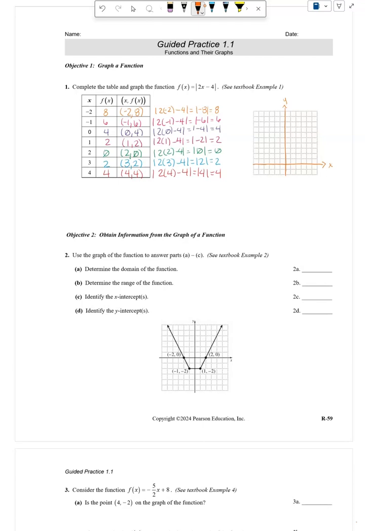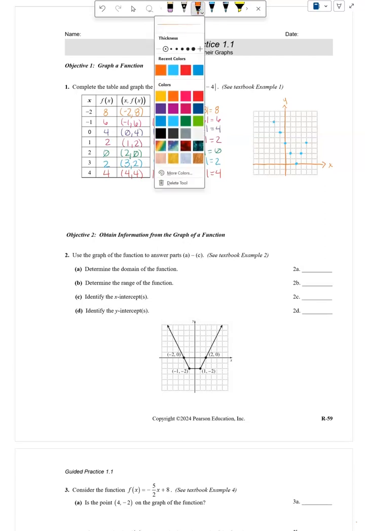Okay, so let's just plot our points. I'm just going to start at the bottom and go up, I guess. So we could go over 4 and do 4 and 4. So 1, 2, 3, 4. 3 and 2. 2 and 0. 1 and 2. 0 and 4. -1 and 6. And -2 and 8.